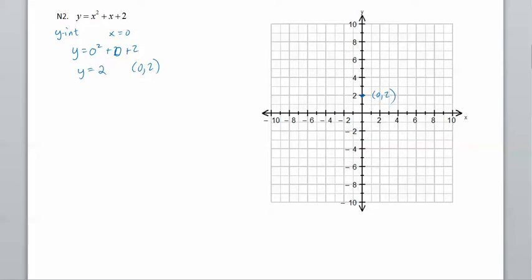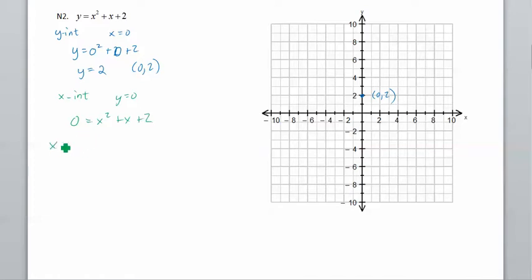Let's try the x-intercepts. So let's change colors here. We'll go x-intercept. Now to get the x-intercept, we make y equal to 0. So we go 0 equals x squared plus x plus 2. Now, some of you will notice right off the bat that this is not easily factorable. In fact, it is not factorable into nice numbers. It would be rather nasty. And so let's go ahead and we'll go quadratic formula.